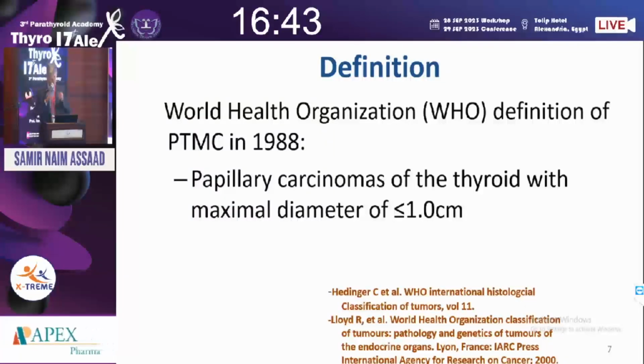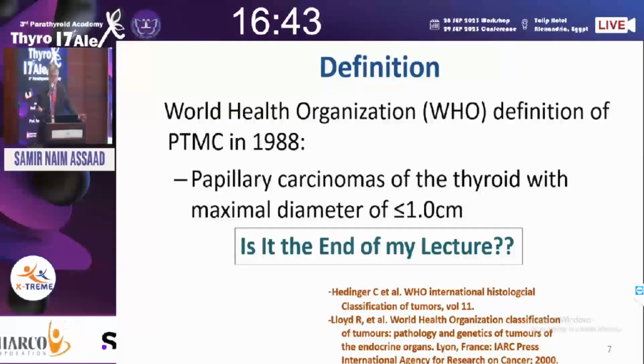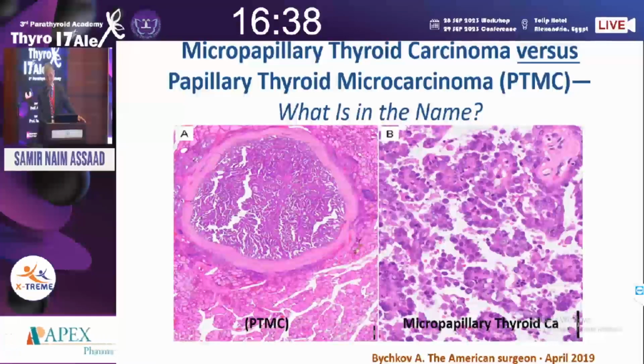Thank you, let us go back to the WHO definition. Papillary thyroid microcarcinoma is less than 1 centimeter. So is it the end of my lecture? This is the only difference. Papillary thyroid carcinoma less than 1 centimeter is papillary thyroid microcarcinoma. So this is the end of my lecture. But actually, Professor Tamer asked me to speak for about 20 minutes. So I have to go further to talk about certain differences between the papillary microcarcinoma and the ordinary cancer.